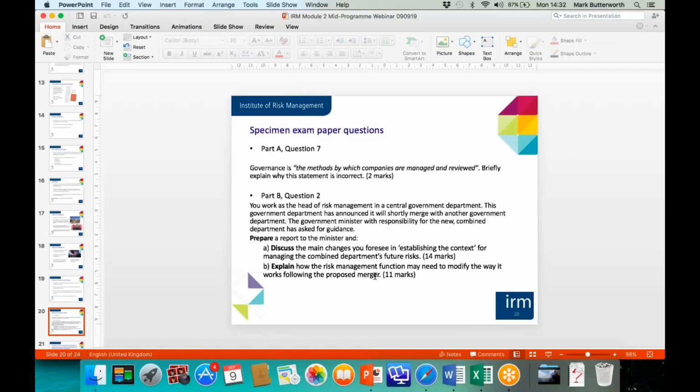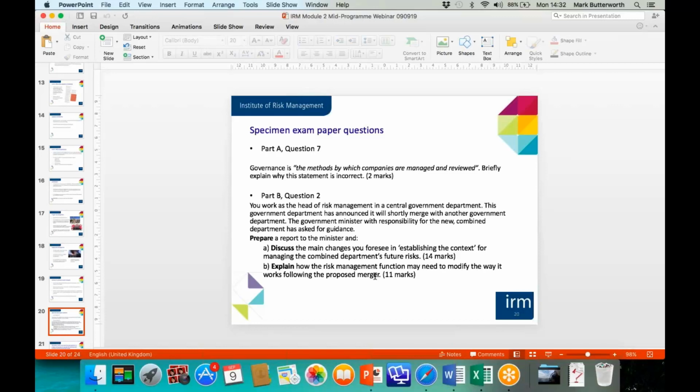Well, you will have memorized, of course, from your studying of corporate governance, that it is the system by which organizations are directed and controlled, or the system by which companies are directed and controlled. So it's slightly different. You therefore answer that question by quoting the correct definition. Simple. Well, it's simple if you memorize it. Okay, look at question 2.